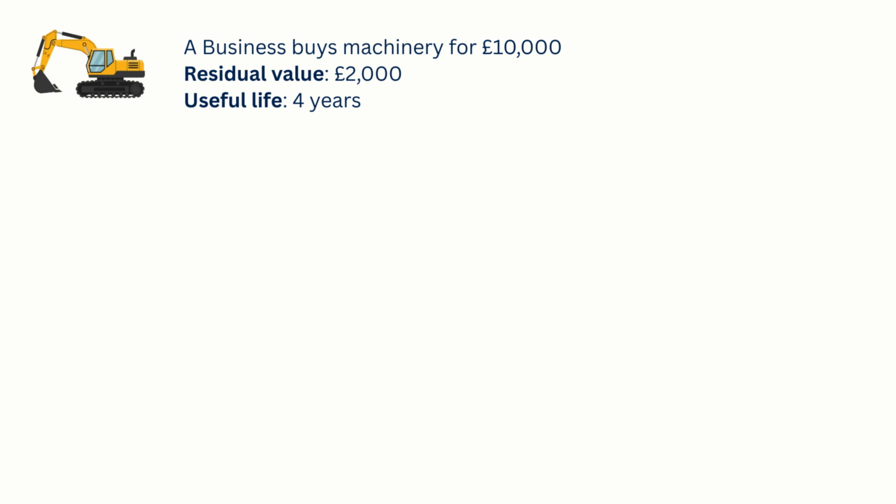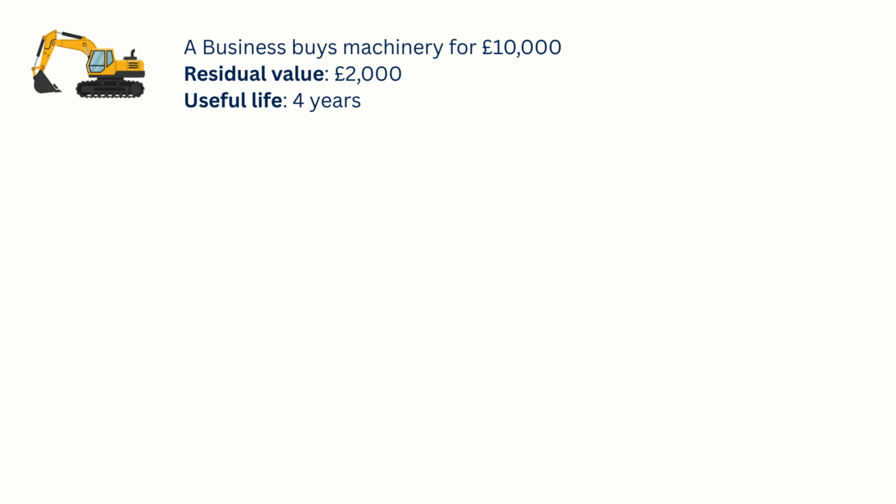Now let's do a full straight-line depreciation example from start to finish. A business buys machinery for £10,000. Its residual value is £2,000. That's the estimated amount the business expects to get back at the end of the asset's useful life, for example by selling it or trading it in. The useful life is 4 years, meaning the business expects to use it for 4 years to help generate income.